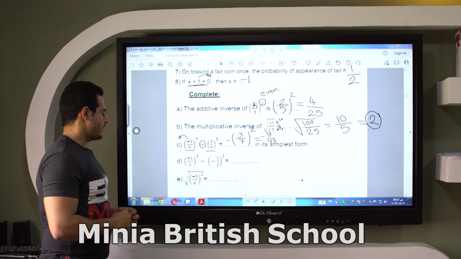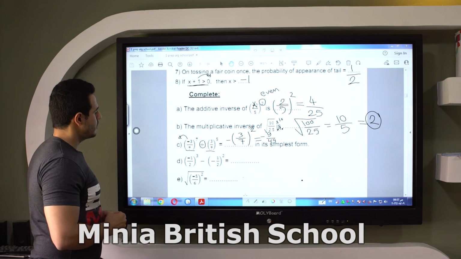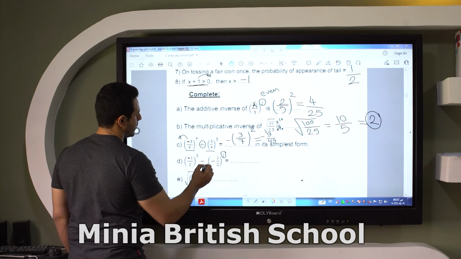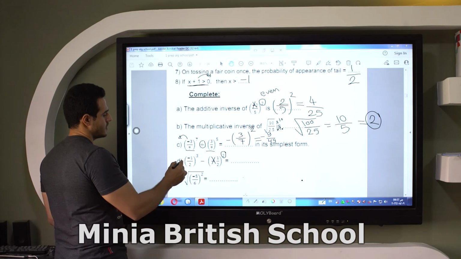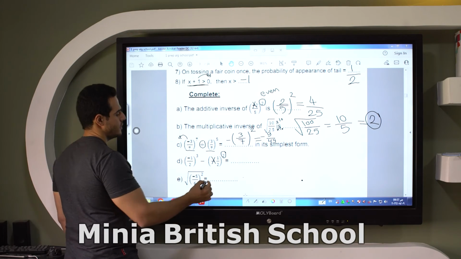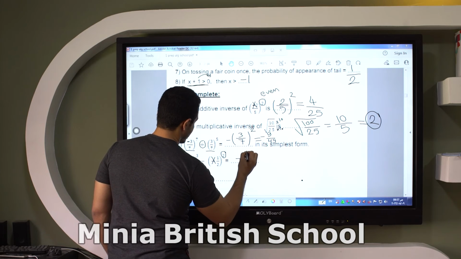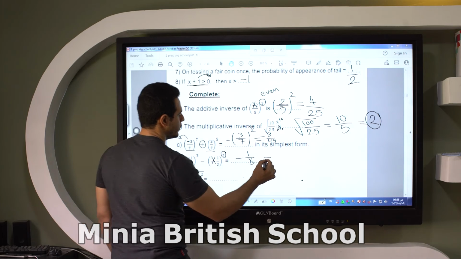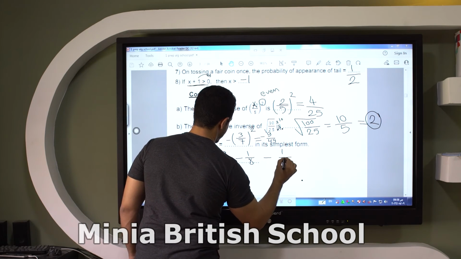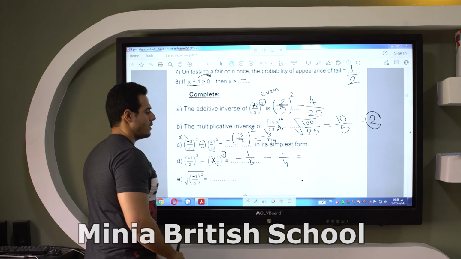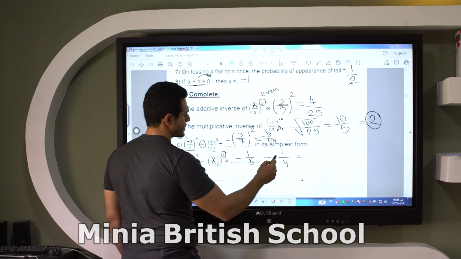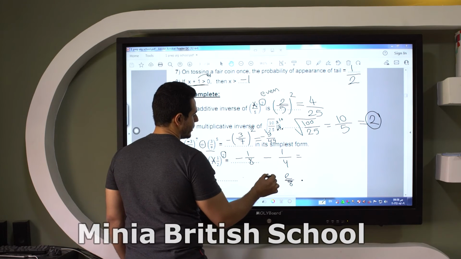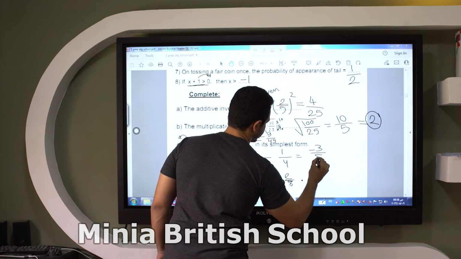Letter D: negative 1 over 2 all to the power 3 minus negative 1 over 2 all to the power 2. We have an even power, so it will cancel the negative. So it will be negative 1 over 8 minus 1 over 2 all to the power 2, which equals 1 over 4. Now let's subtract them. At first, 1 over 4 equals 2 over 8. By subtraction, negative 1 minus 2 equals negative 3 over 8.